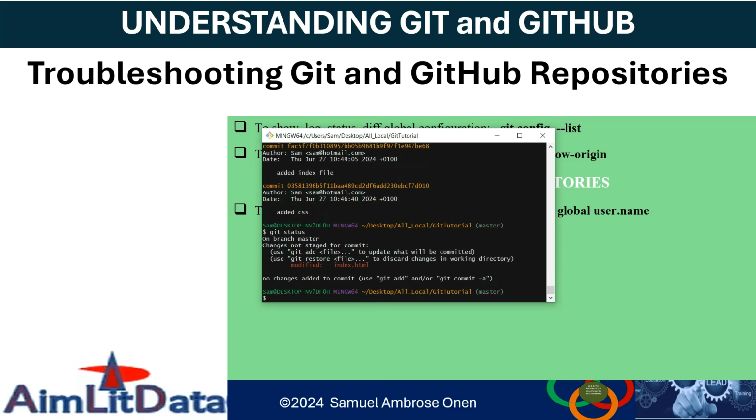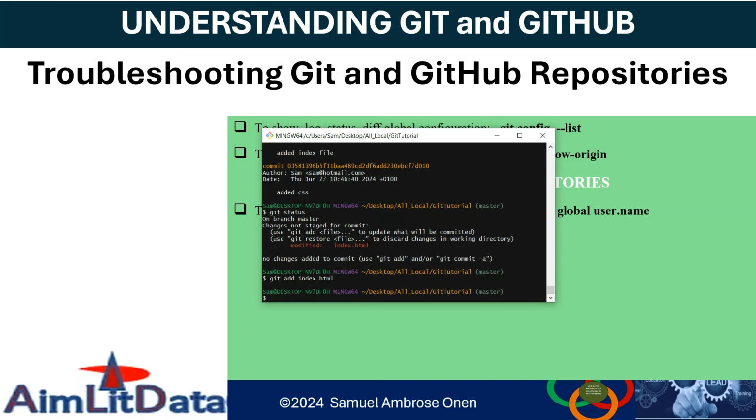So right now we have modified our index.html file, and Git is telling us that changes are not staged. You see, we need to use git add to add this file in the staging mode so that we can commit it. So let us stage it. git add, let me just use index.html.